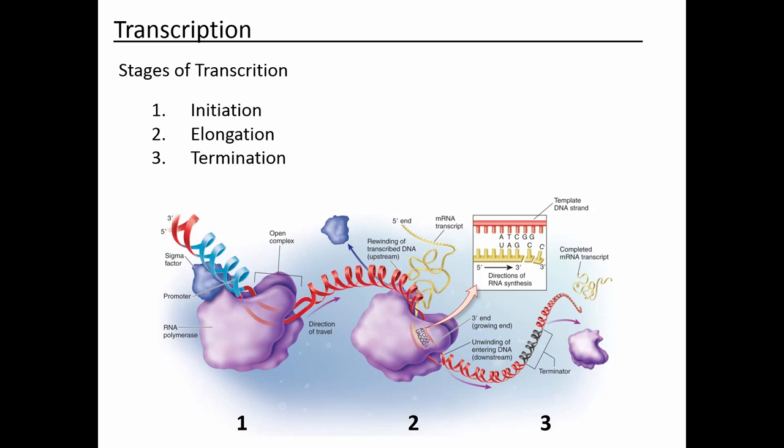Okay, and so while it's reading in the 3' to 5' direction, it's producing the RNA molecule in the 5' to 3' direction. So RNA polymerase reads the template in the 3' to 5' direction and produces the RNA molecule in the 5' to 3' direction. So RNA polymerase, like DNA polymerase, can only add on to a 3' end.